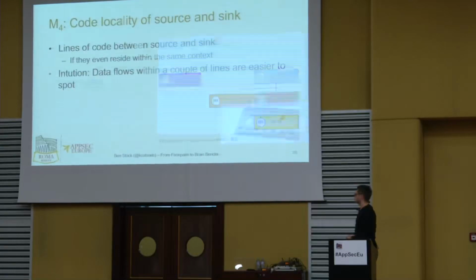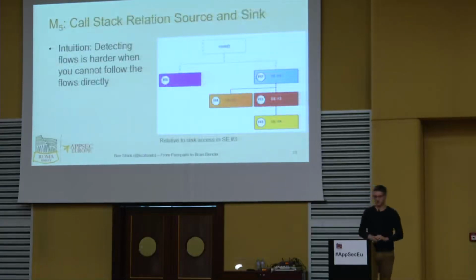And then the fifth metric is what we call the call stack relation between source and sink. And let me briefly explain to you what I mean by this. So in this case, all sink operations that I will discuss are relative to this red box here, which is script element number 3. So if we consider that in script element number 3, you have the source and the sink, it's very easy, right? You have the source on the top, you have the sink on the bottom, easy to follow.